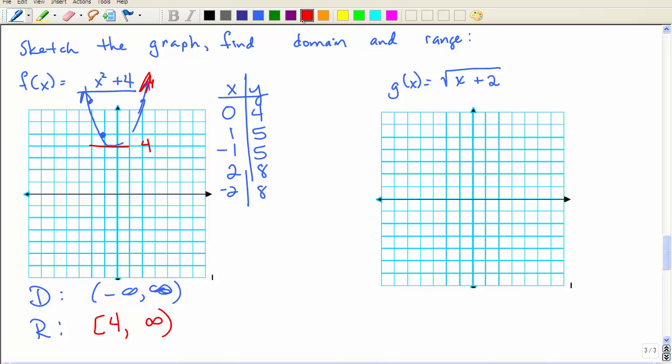And it includes 4, and then it goes on up to infinity. All right, let's look at this next one. We have a square root. So the domain is not all real numbers. In fact, we take what's underneath the square root and set it greater than or equal to 0.